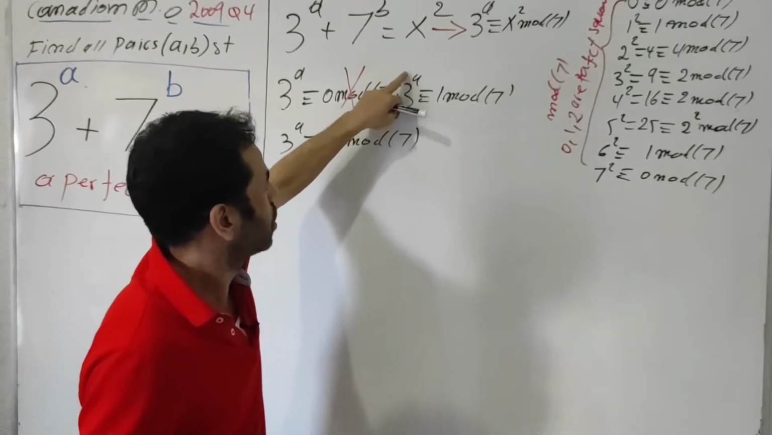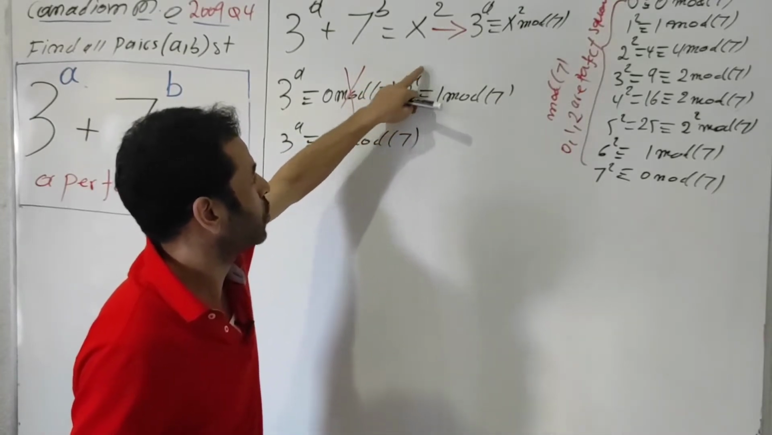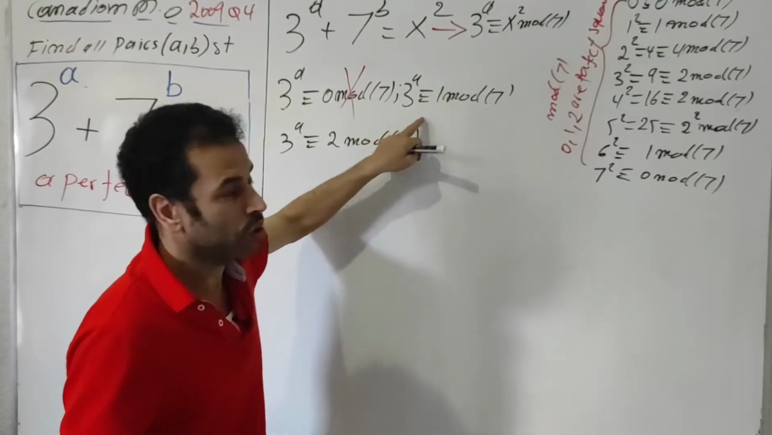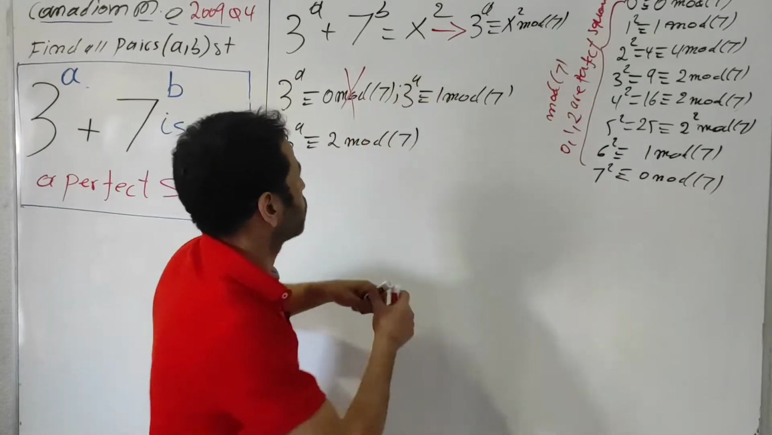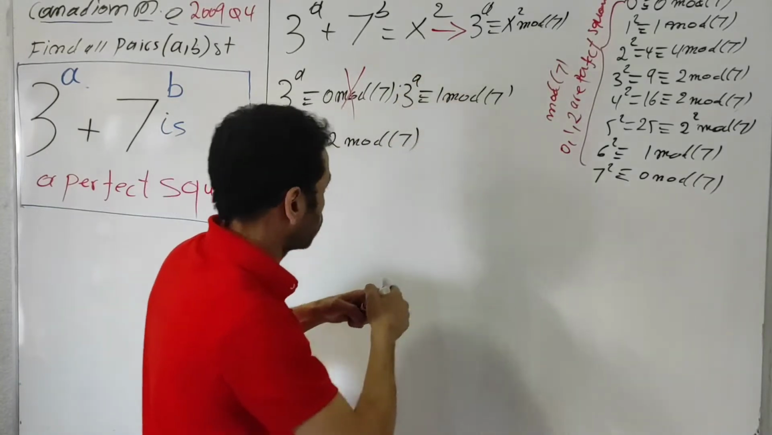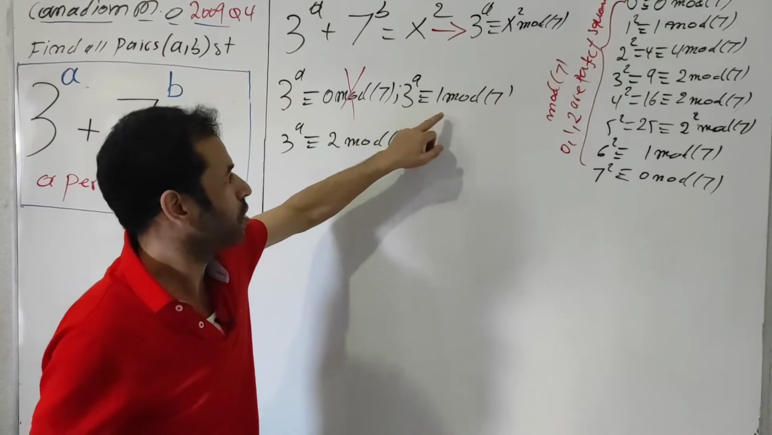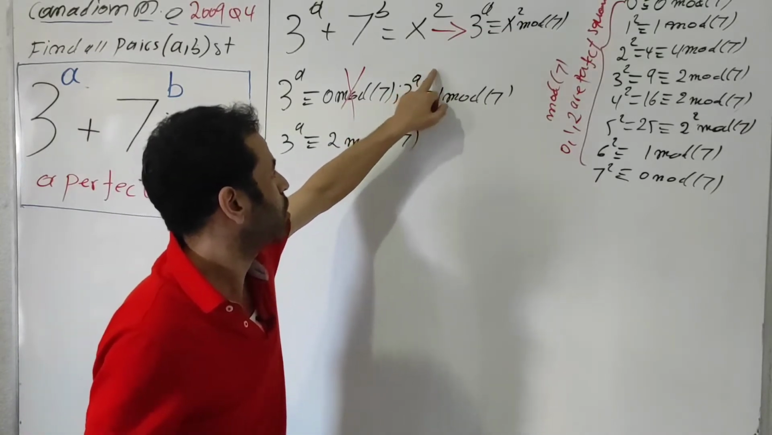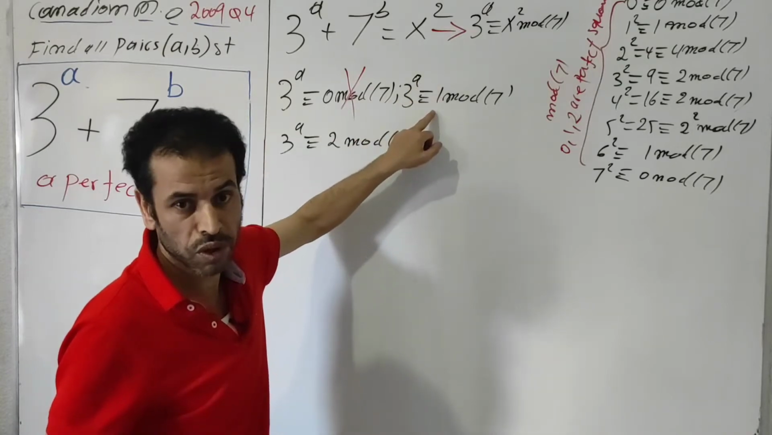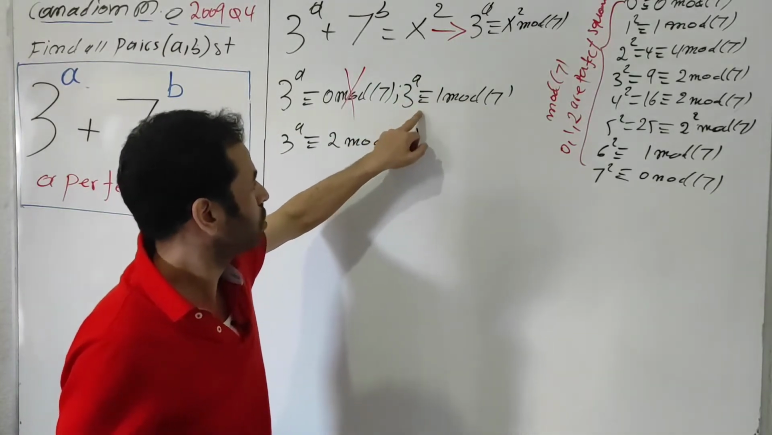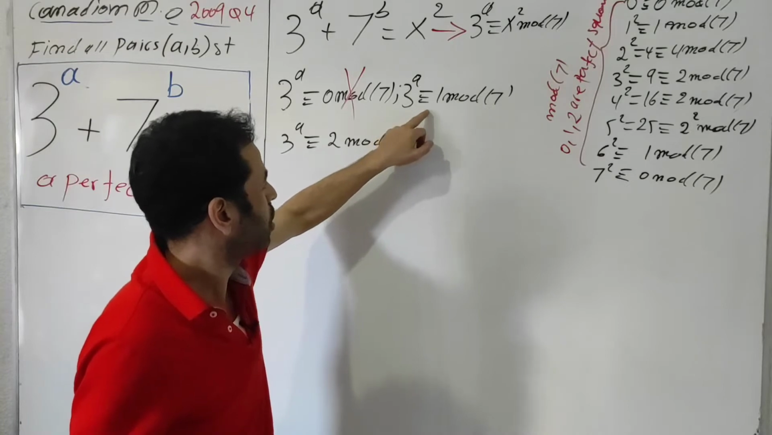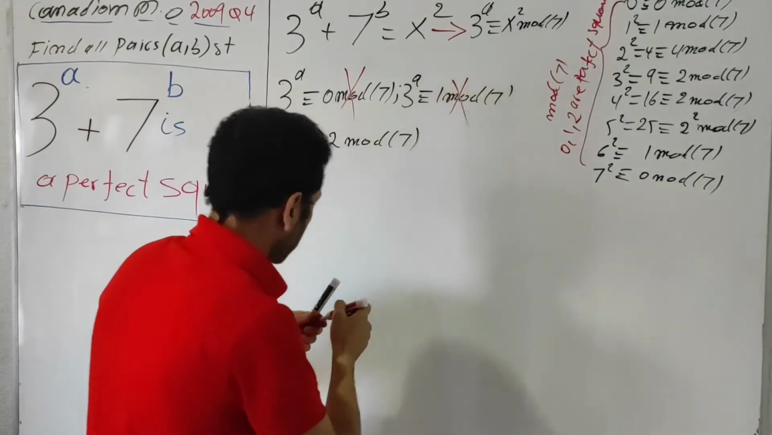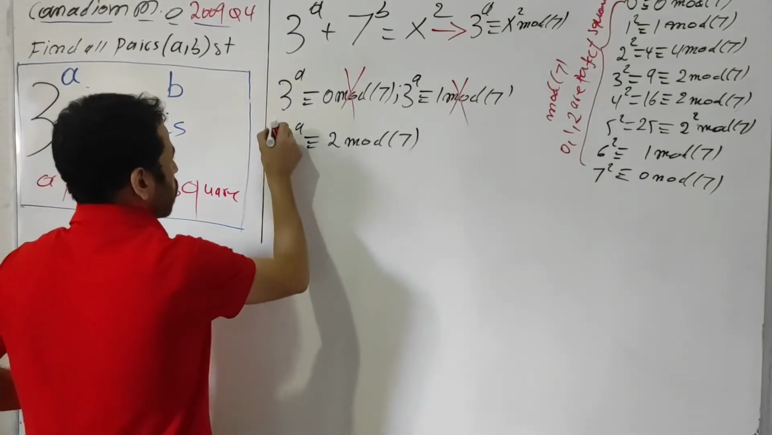Let's take an example. If you replace A with 1, I will have 3 minus 1, which is 2, and 7 does not divide 2. Let's check A equal to 2: 9 minus 1 is 8, and 7 does not divide 8. Let's check A equal to 3: 3 to the 3 is 27, 27 minus 1 is 26, and 7 does not divide 26. So this one will not work, and this one will not work as well. The only one that works is this one.